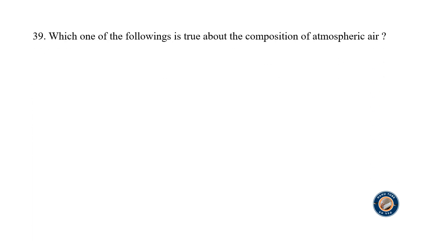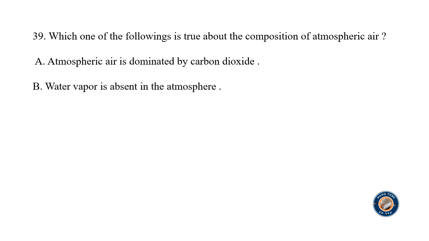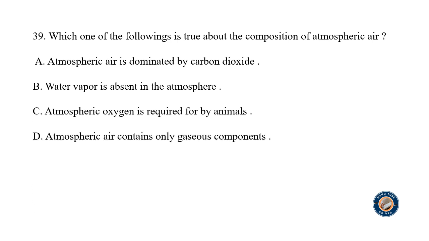Question number 39. Which one of the following is true about the composition of atmospheric air? A. Atmospheric air is dominated by carbon dioxide. B. Water vapor is absent in the atmosphere. C. Atmospheric oxygen is required by animals. D. Atmospheric air contains only gaseous components.